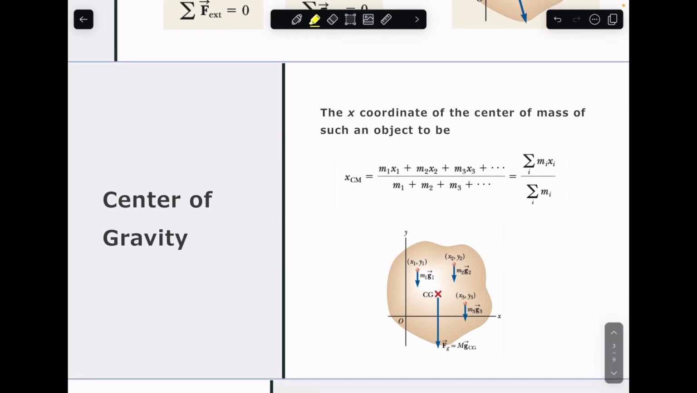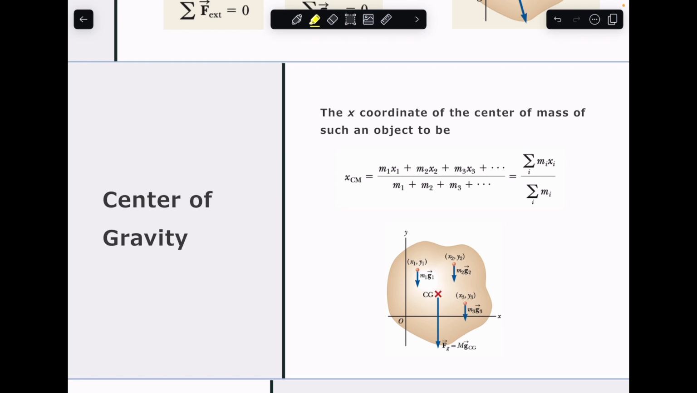Usually, if you are given a certain object or multiple particles, and we want to determine the center of gravity, the center of gravity based on the x and y point can be computed using this formula. Here m sub 1, m sub 2, and m sub 3 correspond to the masses of the objects, and x sub 1, x sub 2, and x sub 3 would be the x components. If we are going to find the y coordinate, we just simply change the x into y.